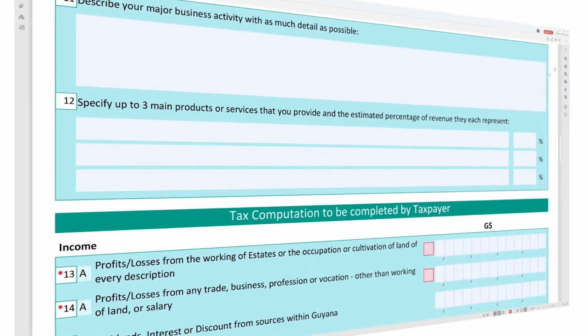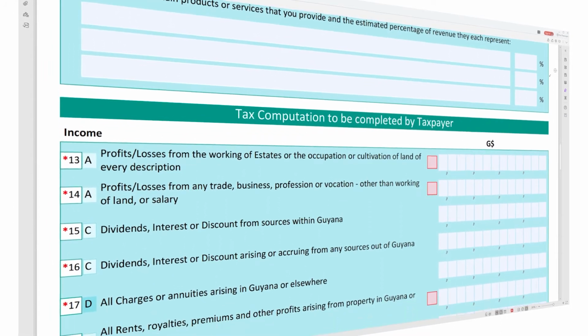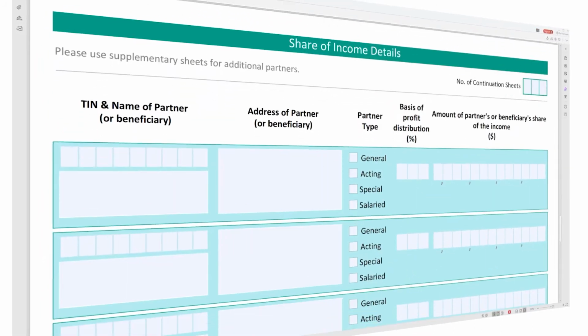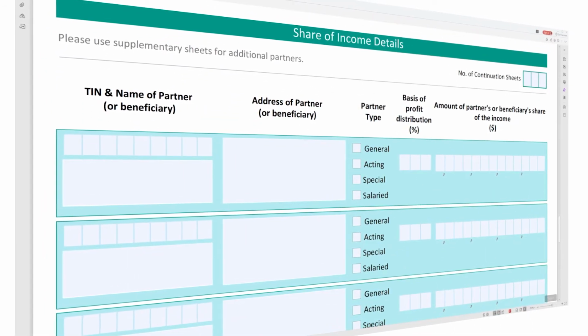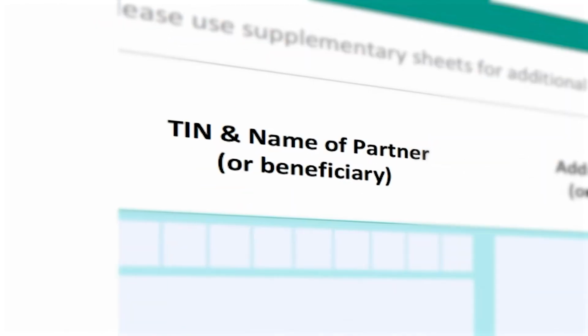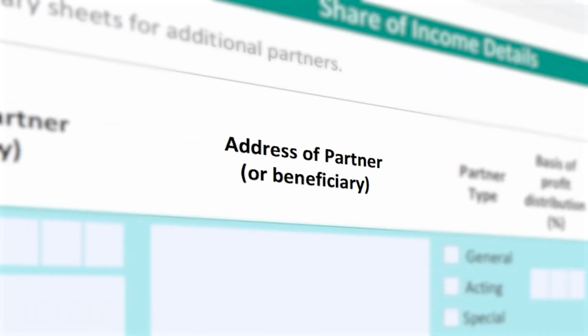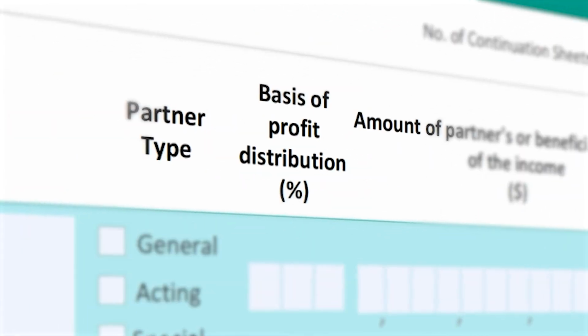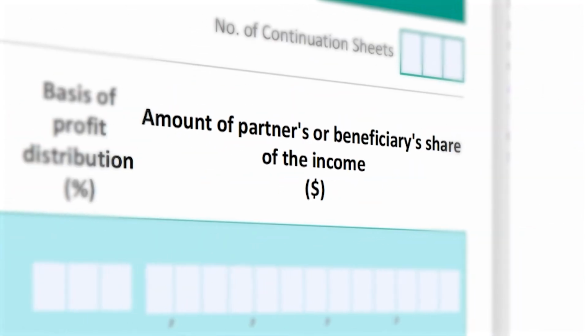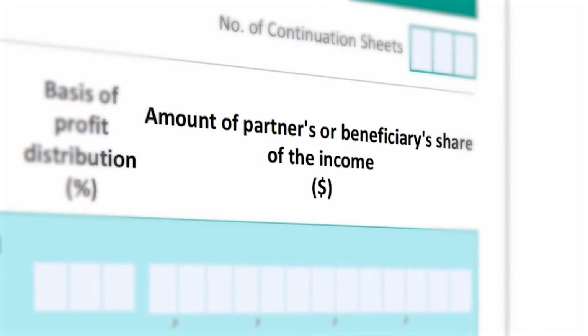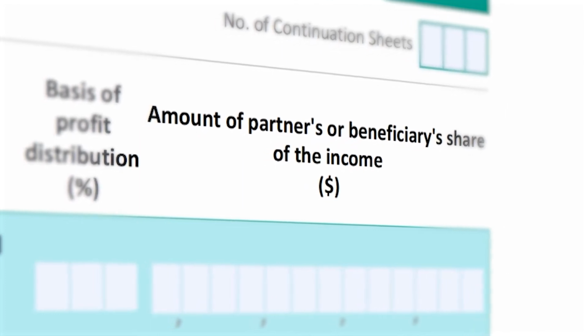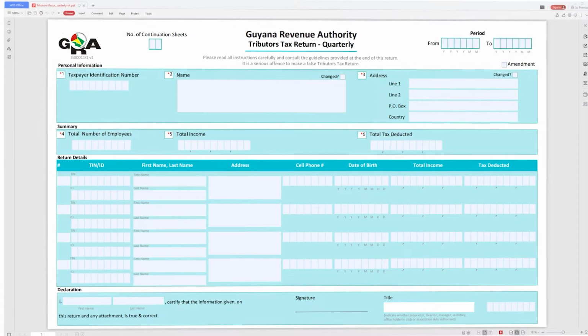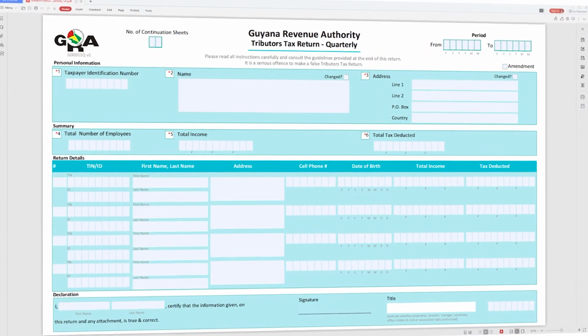In addition to the tax computation section, the preparer must complete the share of income details. This is where specifics like the partner's TIN, name, and address must be stated. Furthermore, the partner's type, basis of profit distribution, and amount of partners' or beneficiaries' share of the income need to be declared. Finally, there is the tributor's tax return.